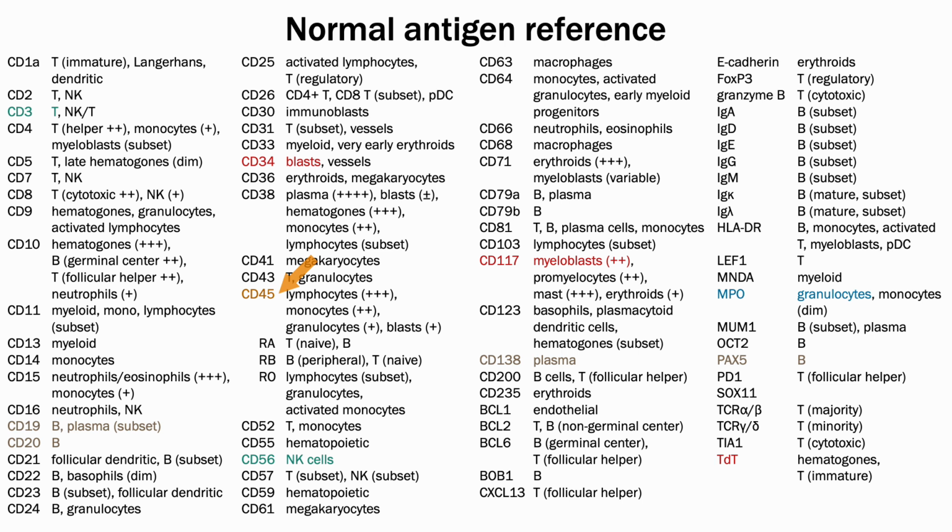For defining lineage, the most important markers are CD3 for T cell, CD19 for B cell, and MPO for myeloid. But for myeloid cells, it really depends on what subbranch of differentiation you're looking at. There's one set of markers for erythroid, one set for neutrophilic granulocytes, one set for monocytes, and so on. So it's really hard to just pick one or two.